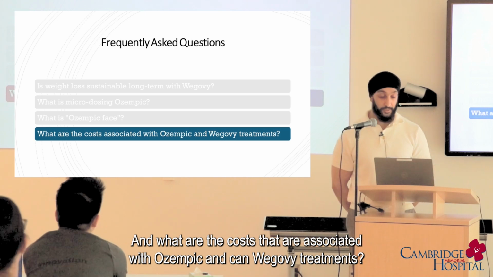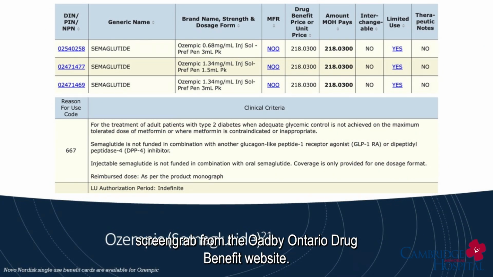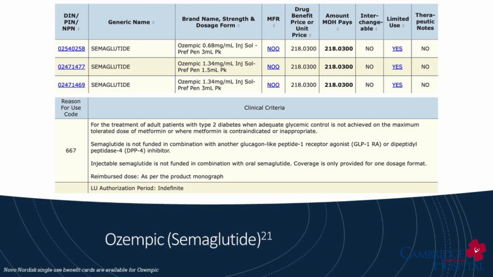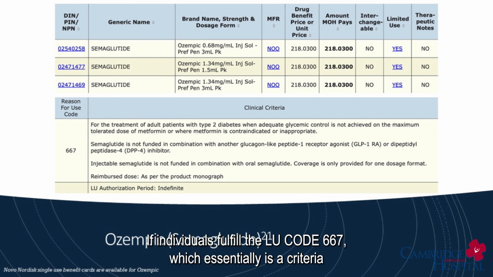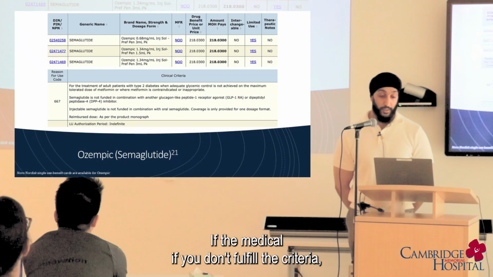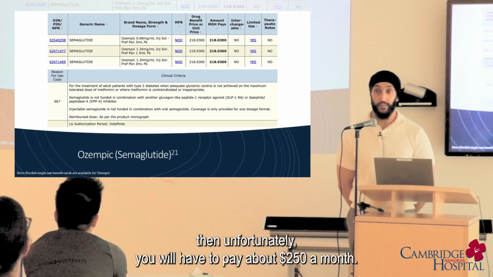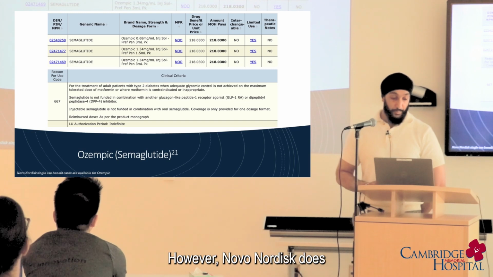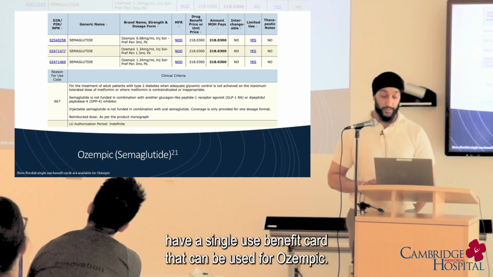And what are the costs associated with Ozempic and Wegovy treatments? Well, this is a screen grab from the ODB, Ontario Drug Benefit website. So Ozempic is covered for the treatment of type 2 diabetes if individuals fulfill the LU code 667, which essentially is a criteria that needs to be fulfilled in order to get the medication fully covered. If you don't fulfill the criteria, then unfortunately you will have to pay about $250 a month. However, Novo Nordisk does have a single-use benefit card that can be used for Ozempic.